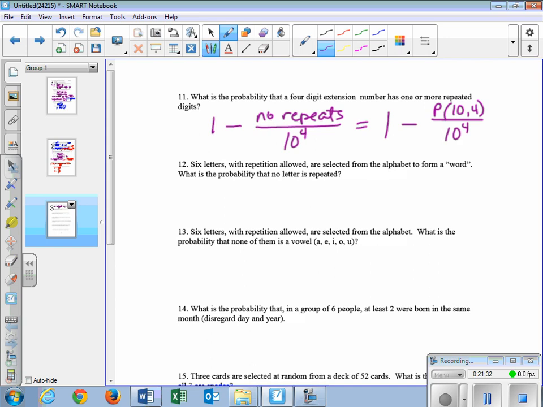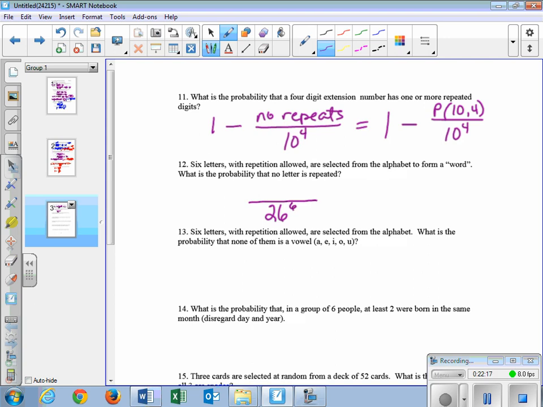The next one, it says 6 letters with repetition allowed are selected from the alphabet to form a word in quotes, meaning it could be a real or non-existent word. What is the probability that no letter is repeated? Well, first of all, if you're picking letters to make a word, you can have repeats. So I have 26 opportunities every time I pick a letter, and that would be raised to the 6th power as my total sample space.